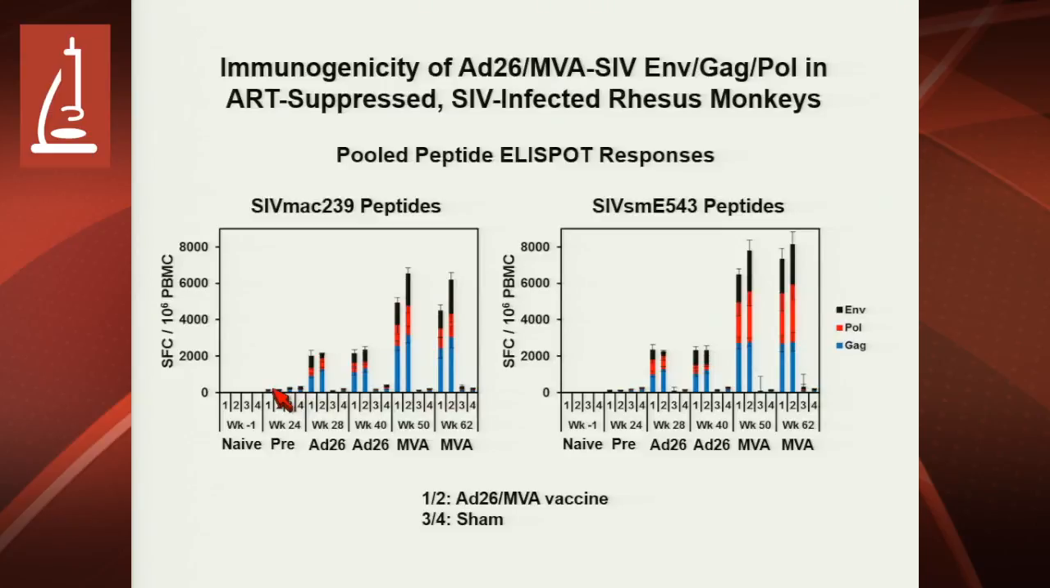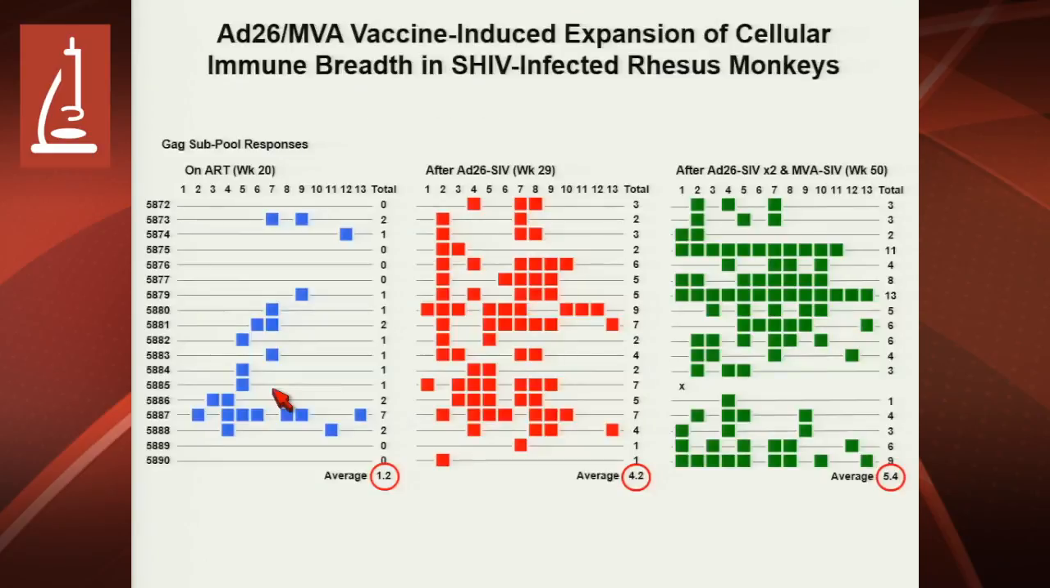So there was essentially over a 100-fold increase in the antigen-specific T-cell responses. Perhaps more importantly, we also saw that this vaccine led to a dramatic increase in cellular immune breadth in these animals. These are individual animals prior to vaccination, infected animals on ART, showing an average of about 1 epitope in Gag. After the Ad26 priming, it goes up to an average of about 4 epitopes in Gag, and after the MVA boosting, it's about 5.5 epitopes in Gag.